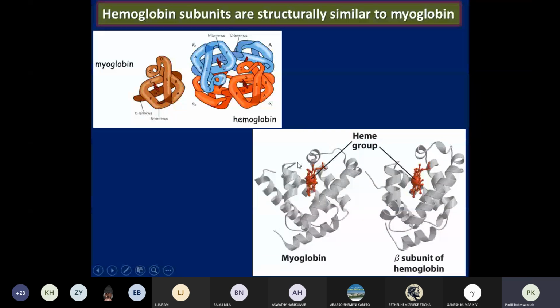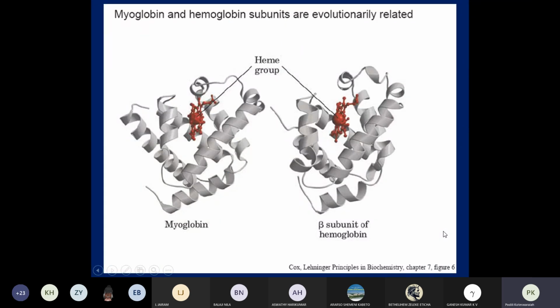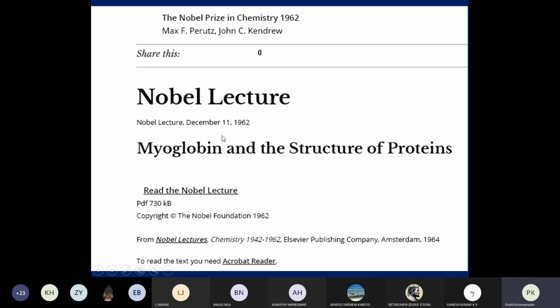And you can also see here that myoglobin is a monomer, whereas hemoglobin is a tetramer, and the structure of myoglobin is similar to the beta subunit of hemoglobin. It has some similarity between myoglobin and the beta subunit of hemoglobin. And of course, for the elucidation of the structure of myoglobin, John Kendrew got the Nobel Prize.